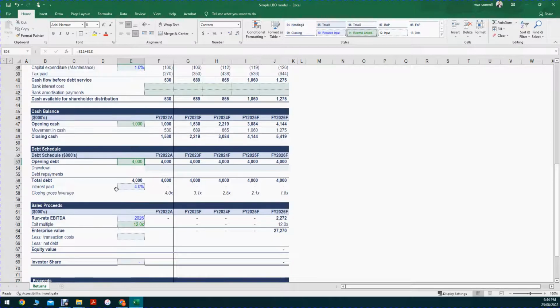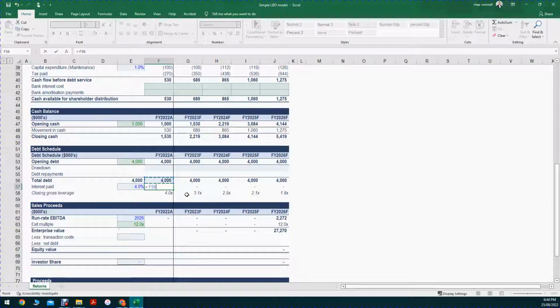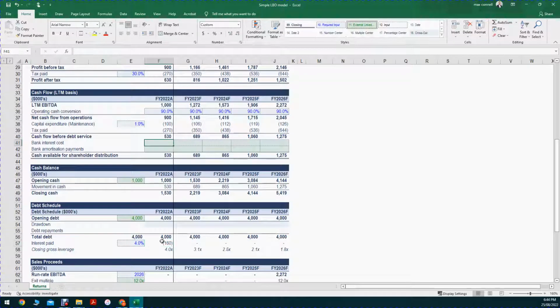So we've got 4 million on the balance sheet. We're assuming 4% interest paid, 4% interest rate. So let's see. So opening year, interest paid. So what we want to do for interest paid is essentially we're going to take the total debt times that, and we're going to subtract. I'm going to make it a negative. So draw down interest paid.